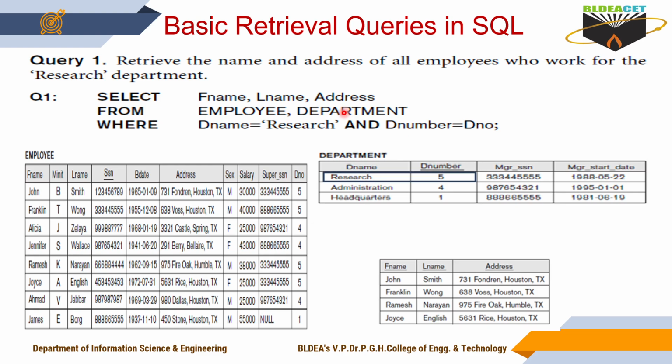As you know, in the relational data model you use the concept of primary key and foreign key to relate two relations. Employee and department are also related with a primary key and a foreign key. In the department table, the underlined attribute is the primary key, Dnumber, and in the employee table, Dno is the foreign key. So Dnumber equal to Dno. If you take this condition, then what it means? First it takes research, where the department number is 5, and the same 5 it compares with the employee table wherever you have 5.